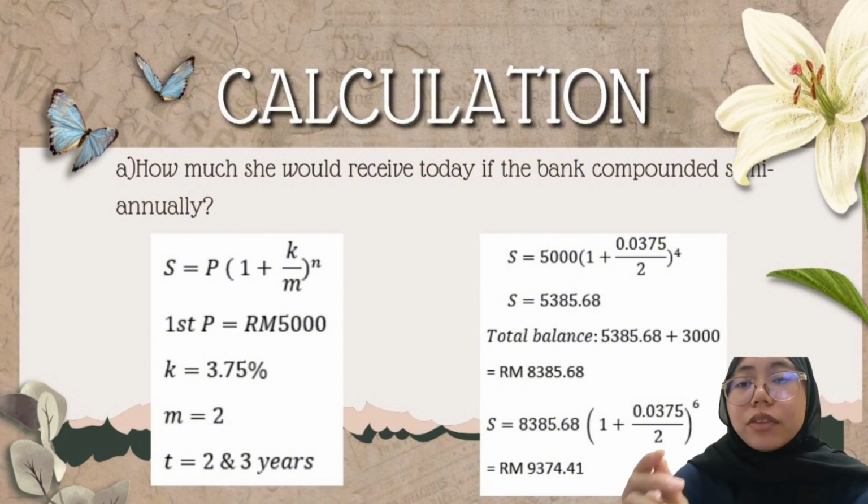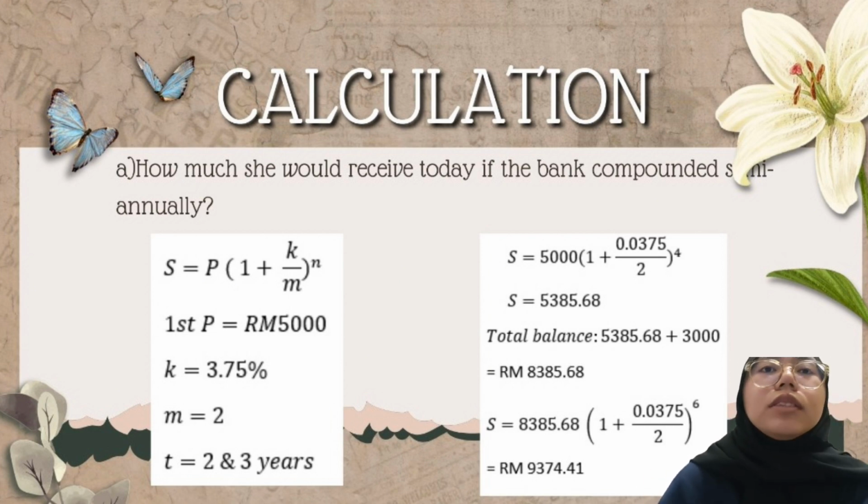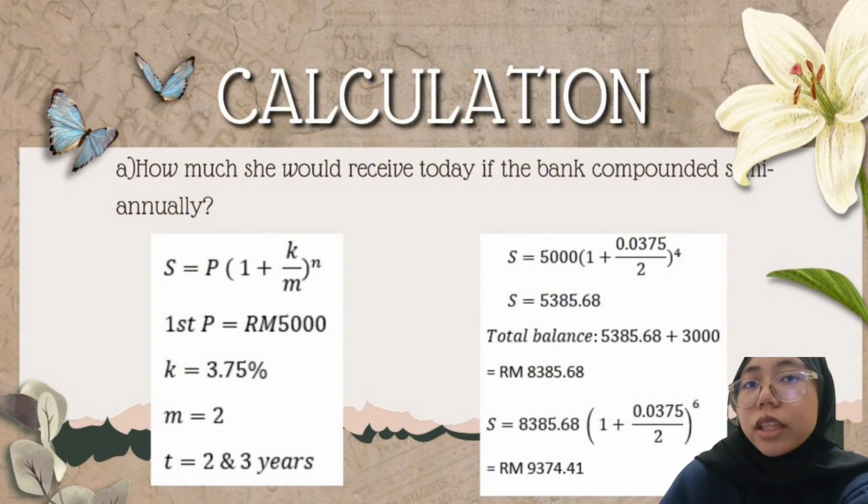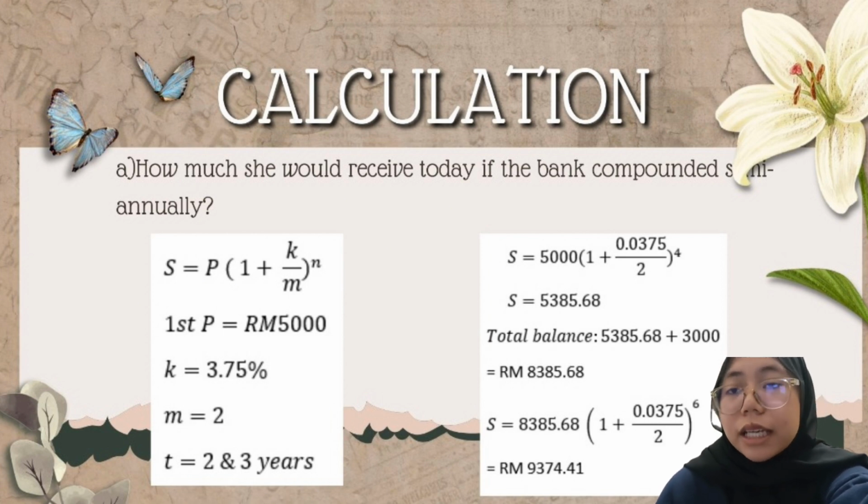After we get the value, then we will calculate the total balance. Since in her third year she added more, the balance we get, we add 3,000. Then we will get 8,385.68 ringgit. After that, we will use the total balance in the same formula, but with a different time. The power of N, we must times it with 3, because now it is 3 years she invests in her account. We will get 9,374.41 ringgit. So that is the maturity value in her account after the 5 years she invested.